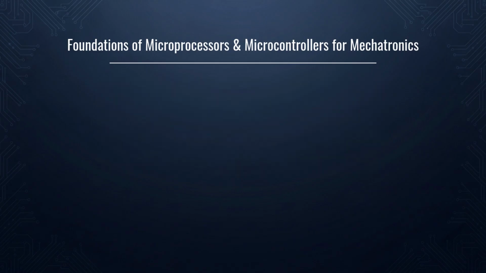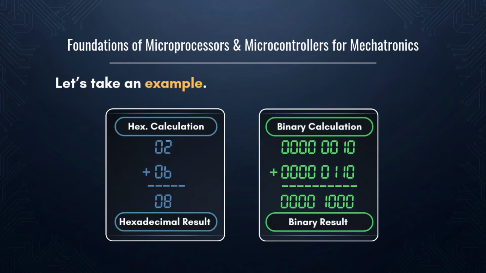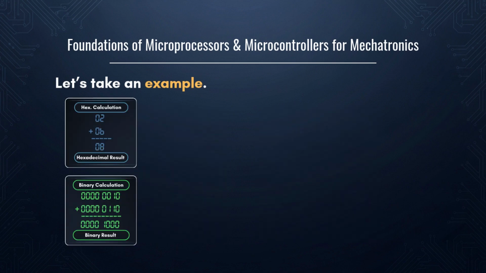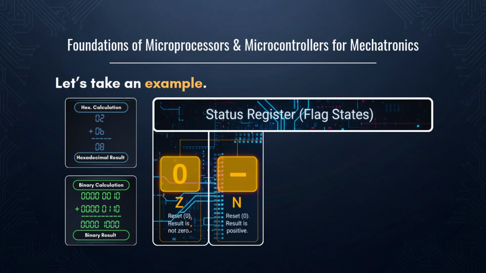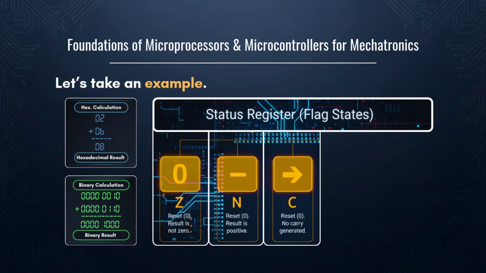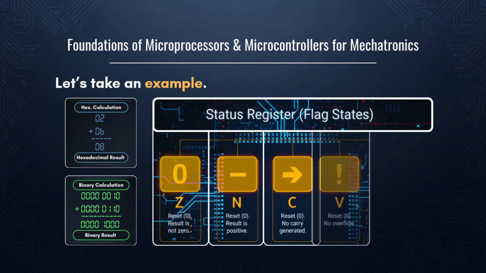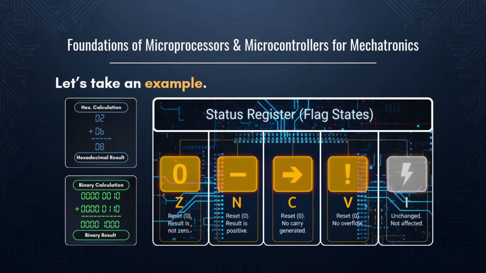Let's take an example. If we add the hex numbers 02 and 06, the result is 08. Since it's not 0, the Z flag is reset. The result is positive, so N is also reset. There is no carry, so C is 0, and because the result fits comfortably within range, V is also 0.